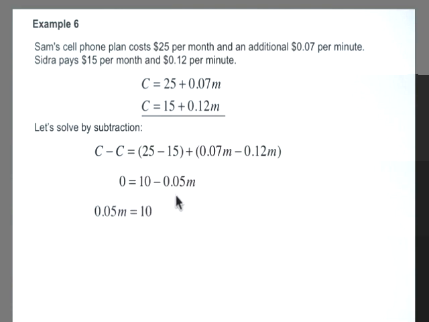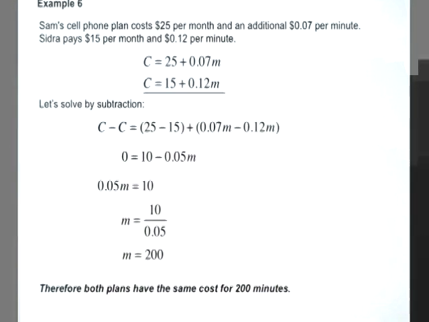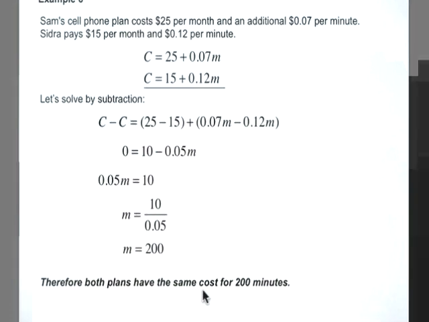So now what we're going to do is add 0.05m to both sides, and we end up with 0.05m is equal to 10. We're going to divide both sides by 0.05. When you do this on your calculator, 10 divided by 0.05 is 200. So that means that both plans will have the same cost for 200 minutes of use.